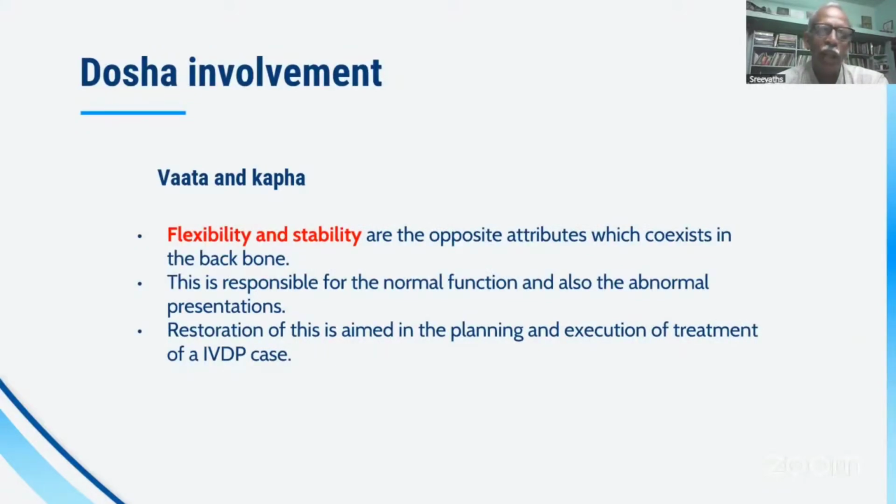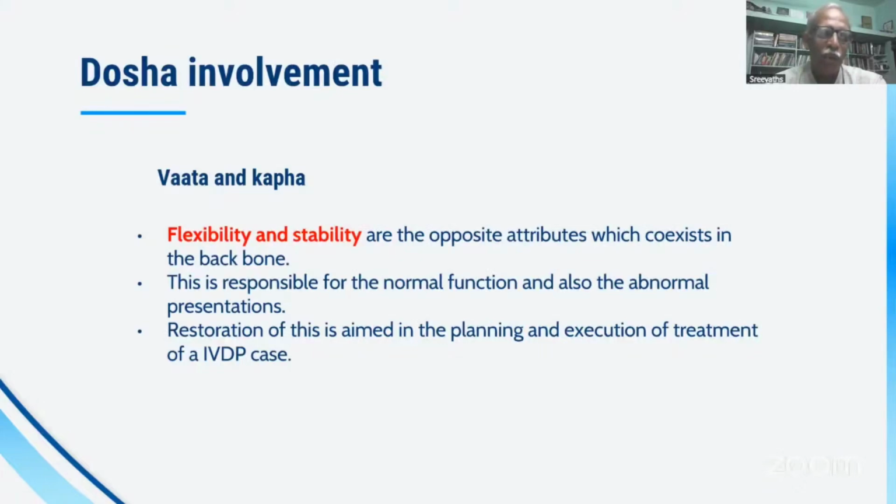Flexibility and stability are opposite attributes which coexist in the backbone. This is a wonderful phenomenon which we have to accept. There are portions which give the dharanatva, and portions which give mobility. So flexibility and stability are opposite attributes which coexist in the backbone. Flexibility is contributed by the tender dhatus, like the muscles, the tendons and the soft ligaments. But the stability is given by the hard ligaments, the bones and the cartilaginous tissues, etc.